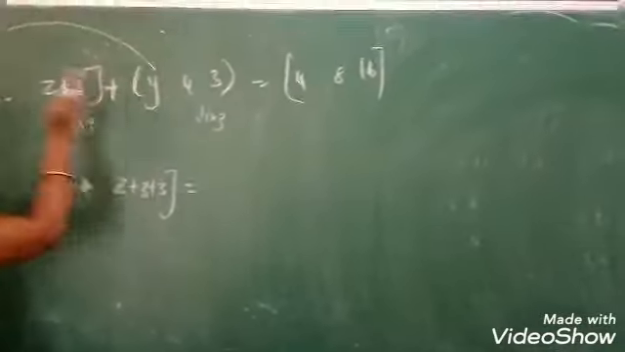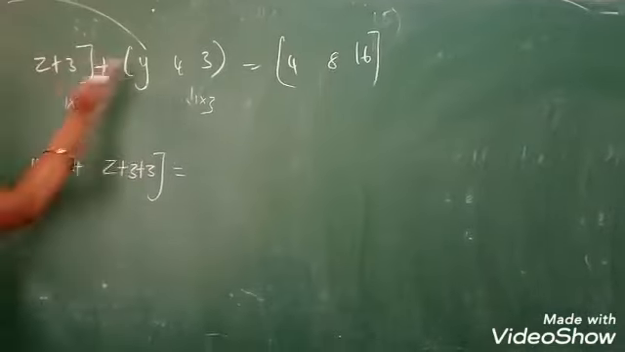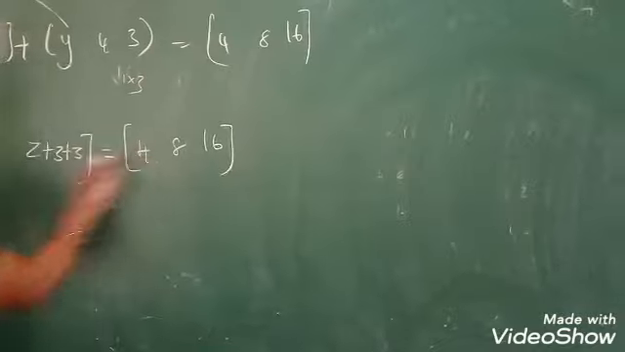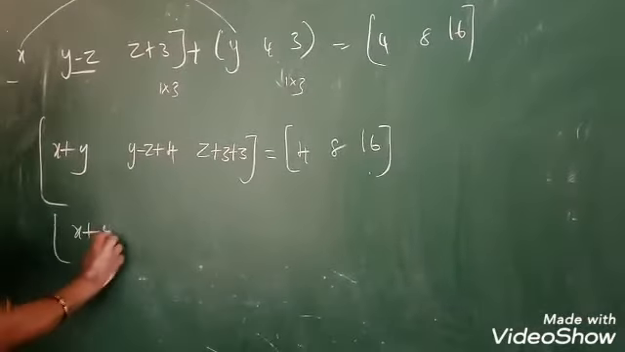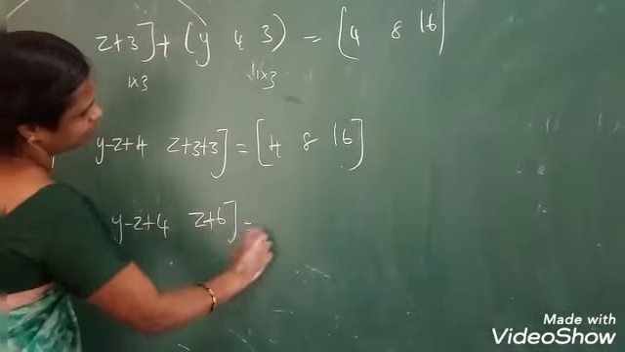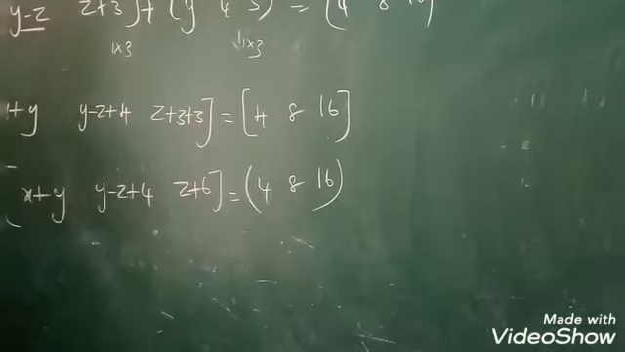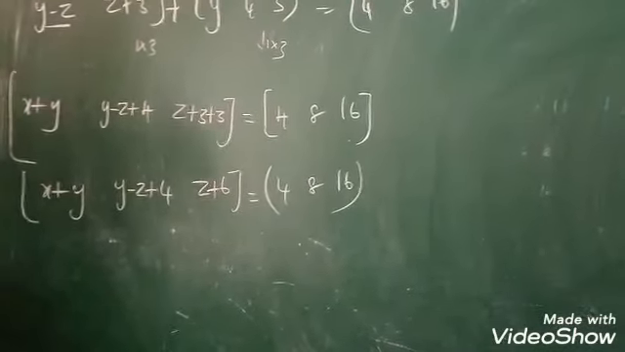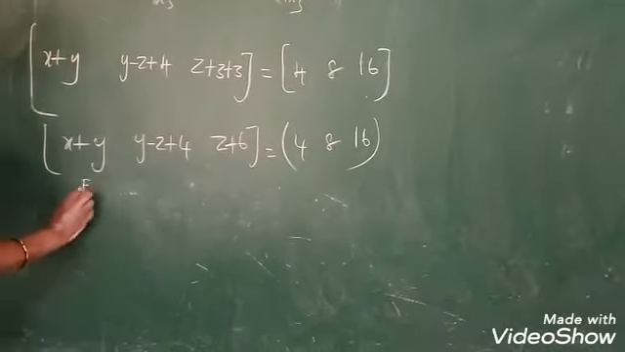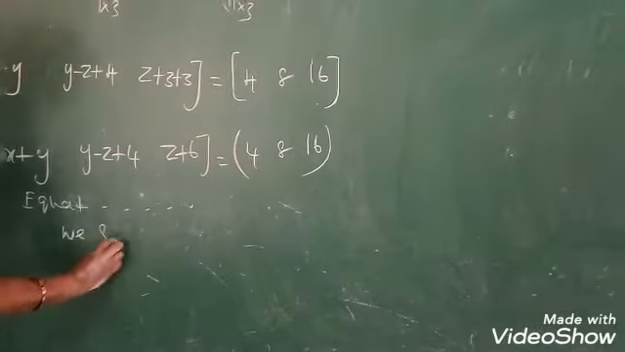You have to add each element: the first element to the first element, second element to the second element, third element to the third element. Now you create the right hand side. Now you have to simplify: x plus 1, then y minus z plus 4, here z plus 6 is equal to 4, 8, 16. This is also 1 row 3 columns, this is also 1 row 3 columns. Now we have to equate the corresponding elements, one by one.